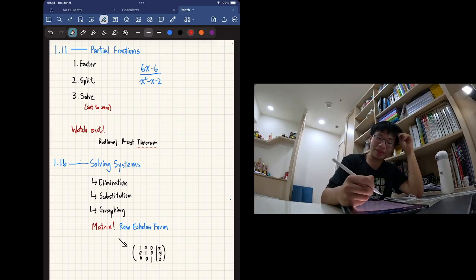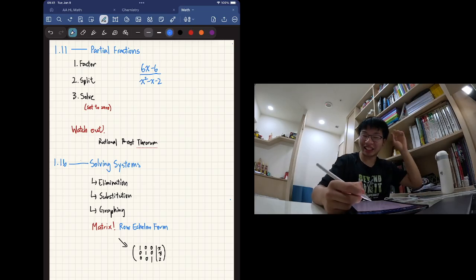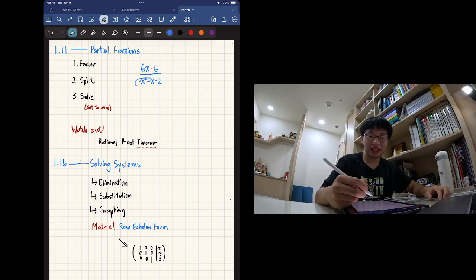So basically, I guess I'll do this example with you guys. You want to factor this root, so it's going to be x plus 1. My eraser is huge. So the bottoms are going to be x plus 1 and x minus 2.